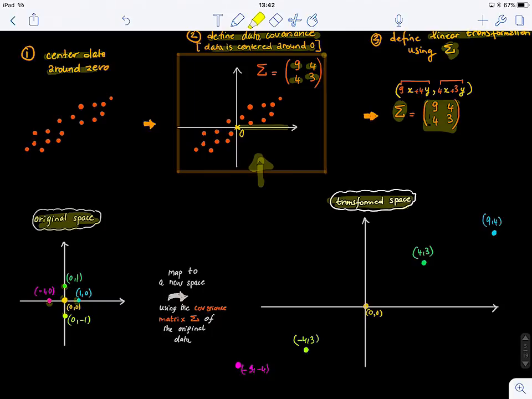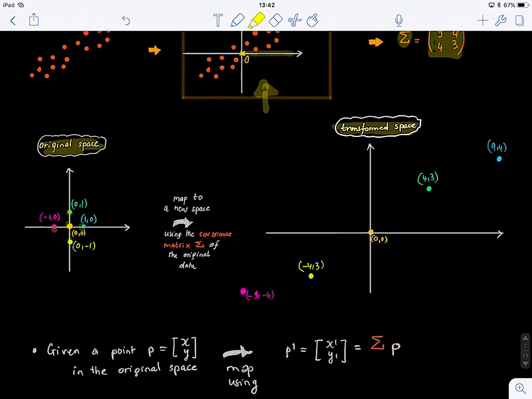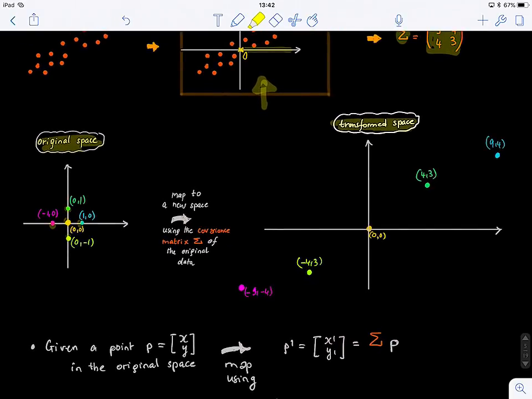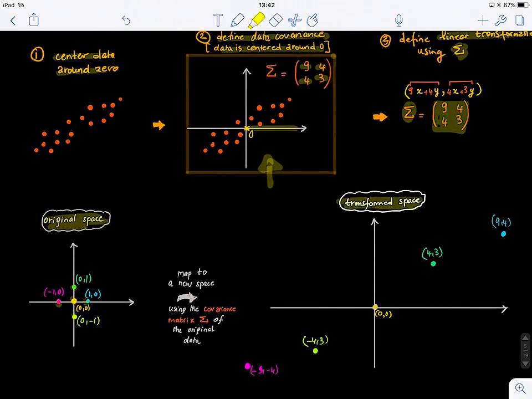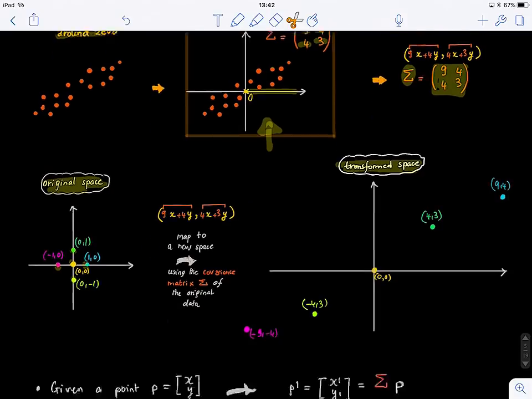To do that, the idea is quite simple. For each point, we need to define a linear transformation based on this matrix. The linear transformation is encoded in this. You can think about it as a change of coordinates. Have you seen linear transformations before? Okay, just very few.